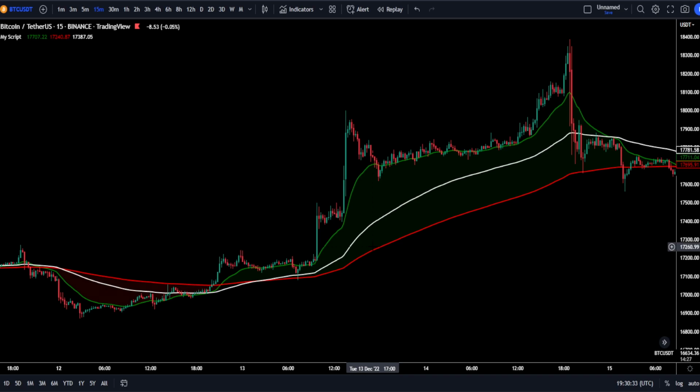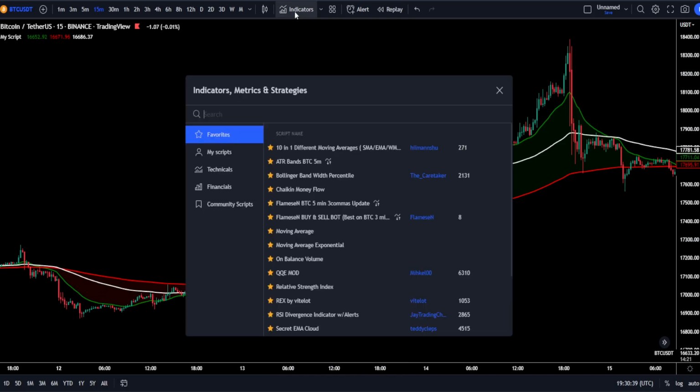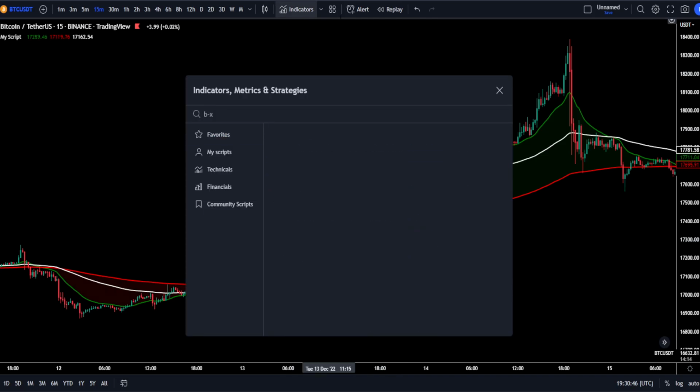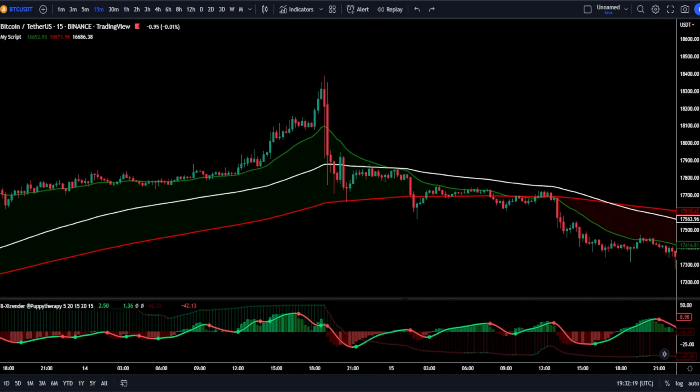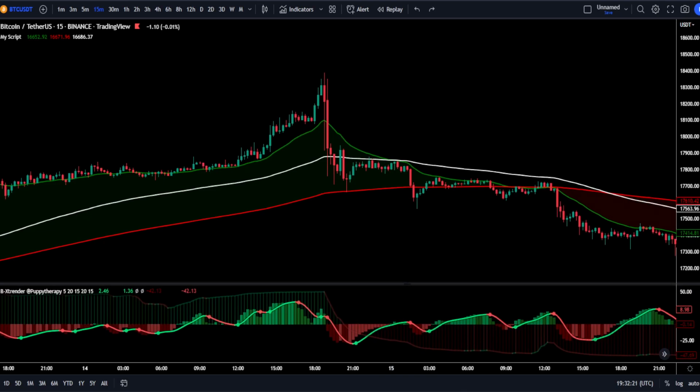Now that you know exactly how we will be using this indicator, let's add the last indicator to the chart that will provide us with our entry signals. So head on over to your indicators tab again, and we will be searching for BX Trender, which is this one here by Quant Therapy. We will be using the BX Trender as the entry signal indicator.